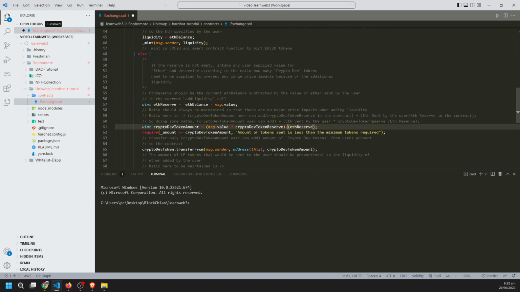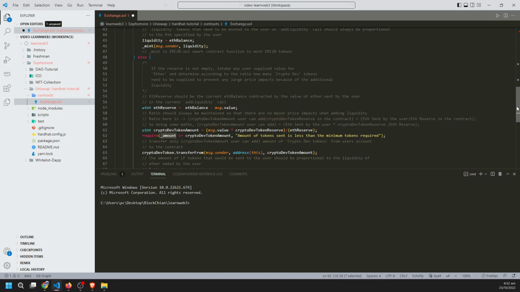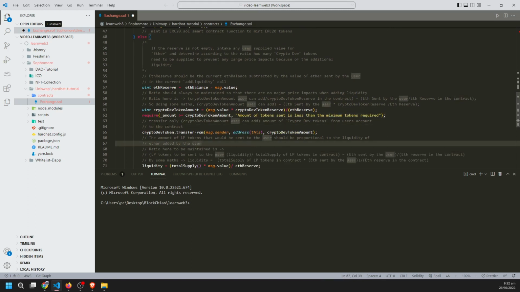Now there's a condition which checks that the amount of tokens sent is not less than the minimum tokens required. So there should be an amount that needs to be sent in order to add liquidity. Transfer only the crypto dev tokens the user can add, from the user's account. The amount of LP tokens that would be sent to the user should be proportional to the liquidity of ether added by the user.